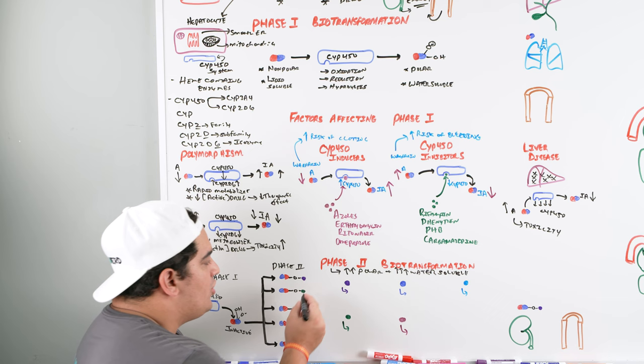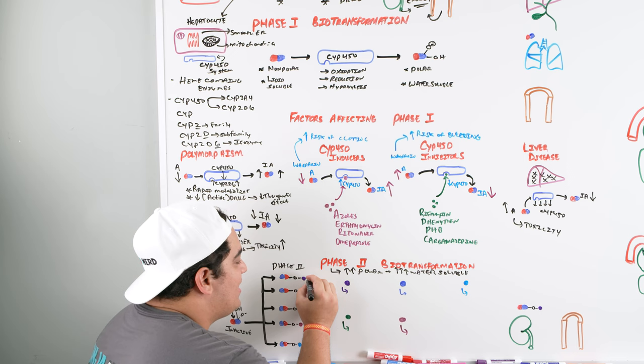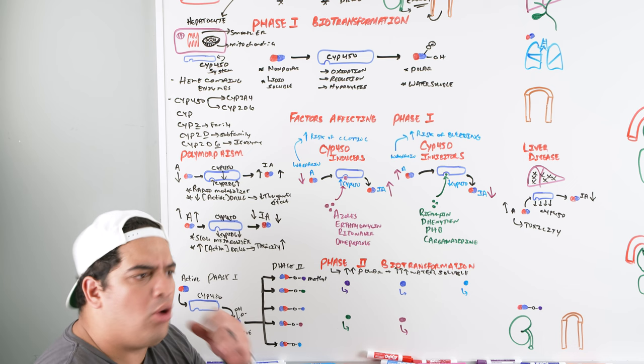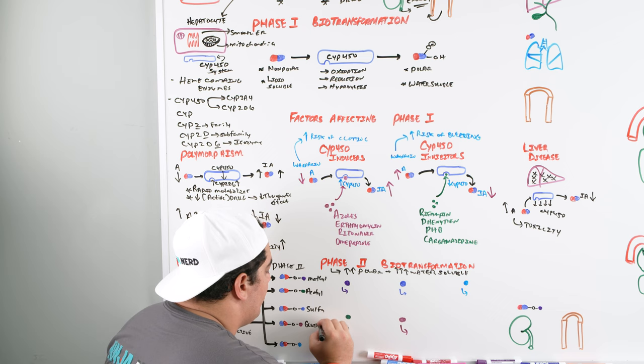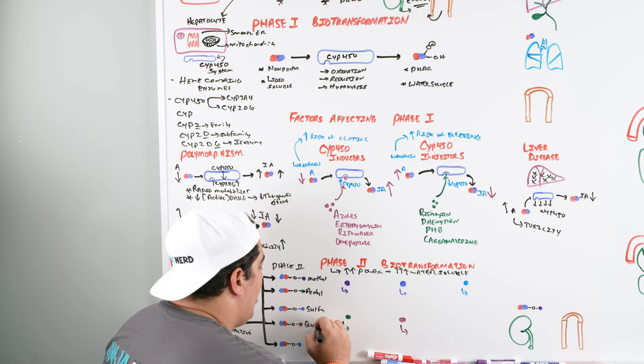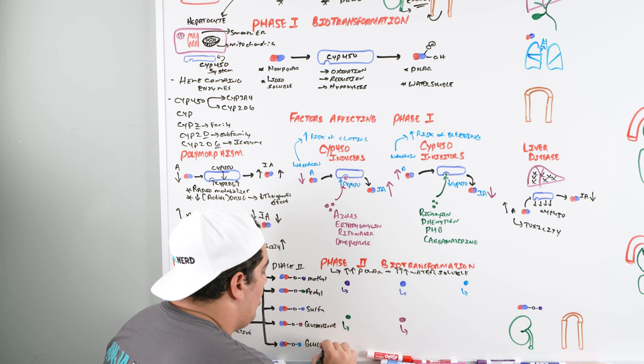So there's a bunch of different transferase enzymes. Let's just keep it at that. These transferase enzymes can add on methyl groups, which may give a little more polarity to the drug. They can add on acetyl groups, which may give more polarity. They can add on sulfa groups, which can give more polarity. They can add on glutathione molecules. Glutathione, son of a gun, this thing's a beast to spell. And the last one, which I think is really one of the big ones, is glucuronate. We see this one a lot in physiology.